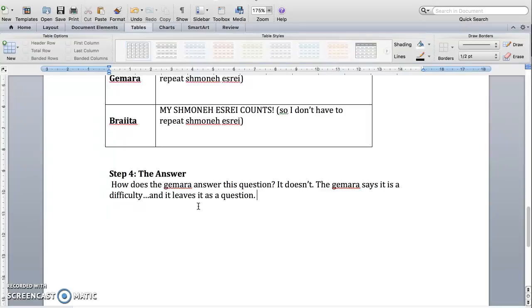But for the purposes of the Gemara, it uses the word kashya. Kashya means it is a question. It is a difficulty. It is a problem. It is a difficulty or problem, and it leaves it as a question.